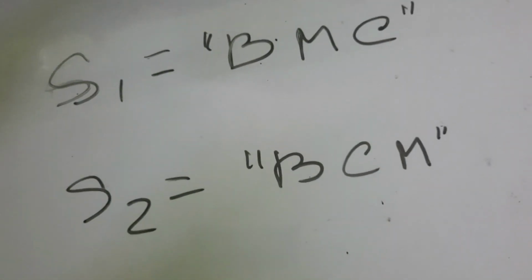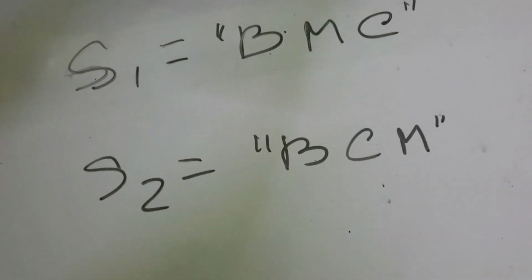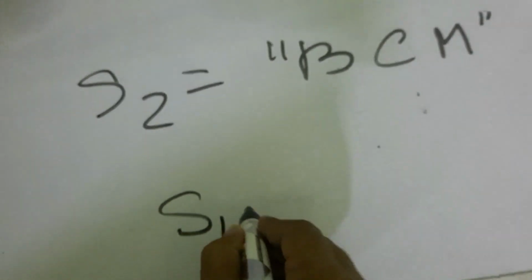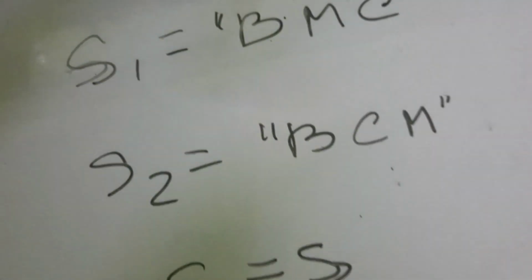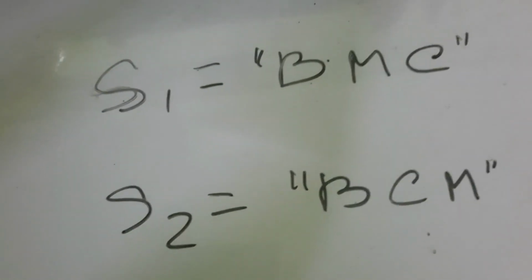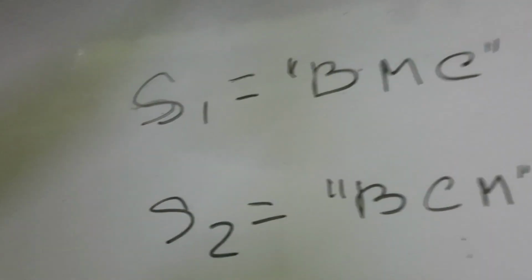And we need to make the strings equal. So suppose S1 is BMC and S2 is BCM. We need to make the strings equal. Okay, that is the problem. We need to make S1 equal to S2. By how? There is another constraint or condition that is given.